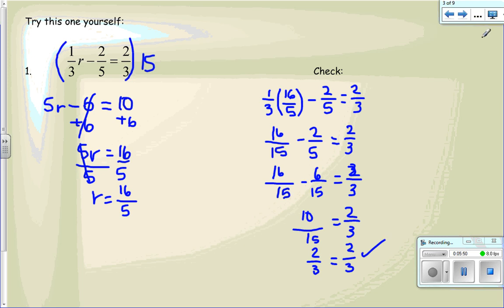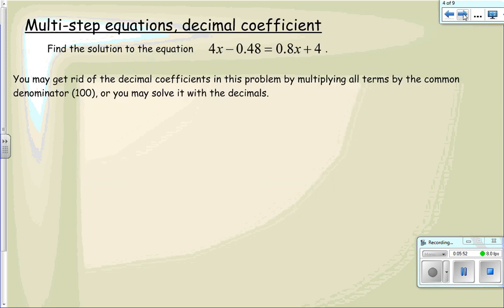Okay, so if we're going to do these with fractions, obviously we're going to do these with decimals as well. So we're going to learn how to solve an equation that has decimal and whole number coefficients. Again, you can solve it straight by using the decimals, or you can get rid of your decimals. The way we get rid of the decimals is we look at every single number, and we pick the highest power of 10 that we need to multiply by to get rid of the decimals.